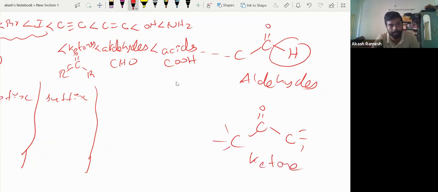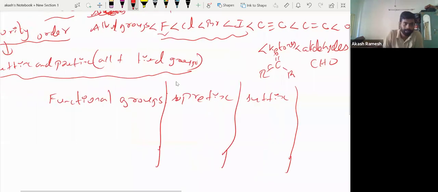Okay, that is the basic difference between aldehyde and ketone. Aldehyde has at least one hydrogen attached to C double bond O, right? But when I have a C double bond O attached to carbon on both sides, then it becomes a ketone, right? Okay.